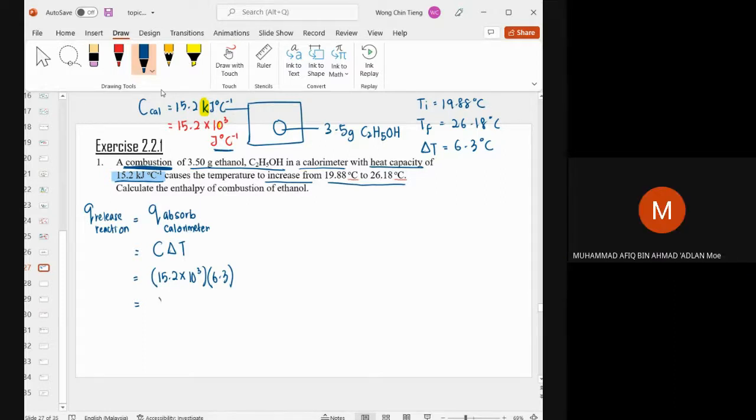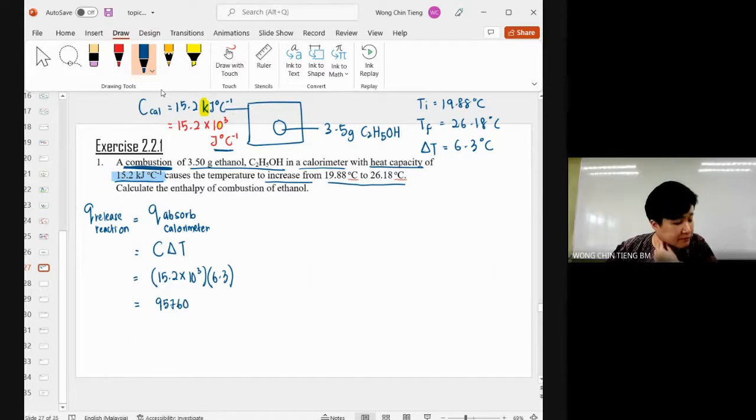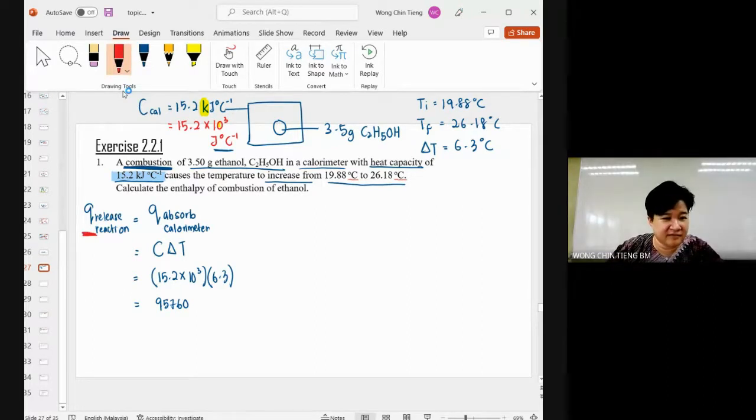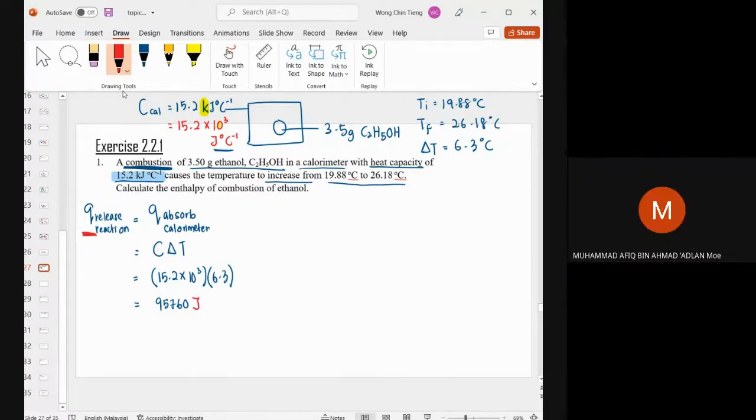95760. Unit, Afiq? Joule per degree Celsius, J... wait, this is heat. Joule only. Okay, joule only.